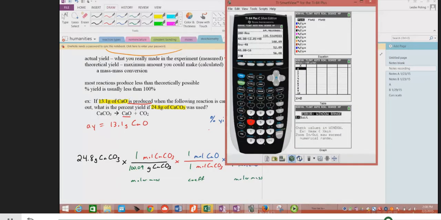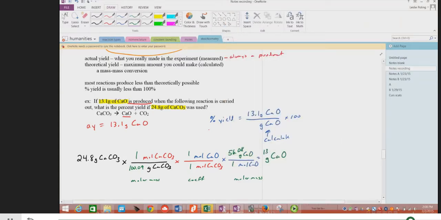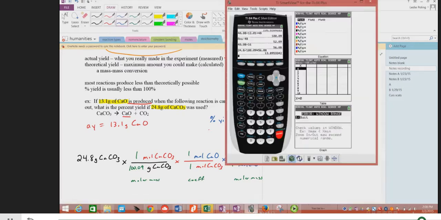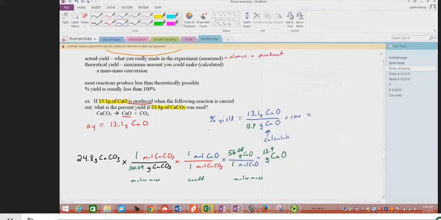So 24.8 divided by 100.09 times 56.08 gives 13.9. So we made 13.1 grams out of a theoretical 13.9. So 13.1 divided by 13.9 times 100 gives us 94.2%.